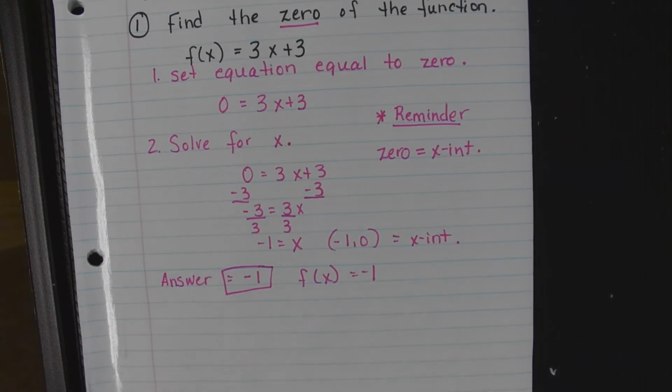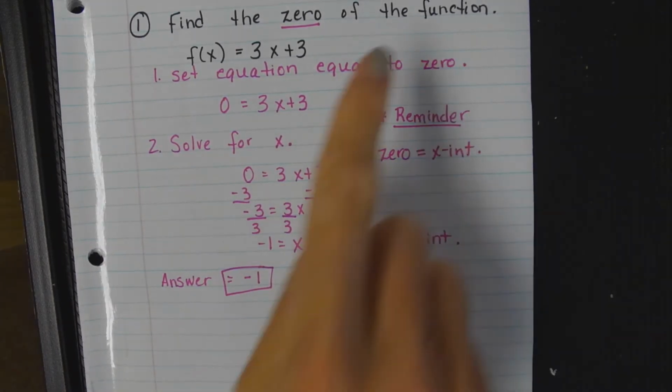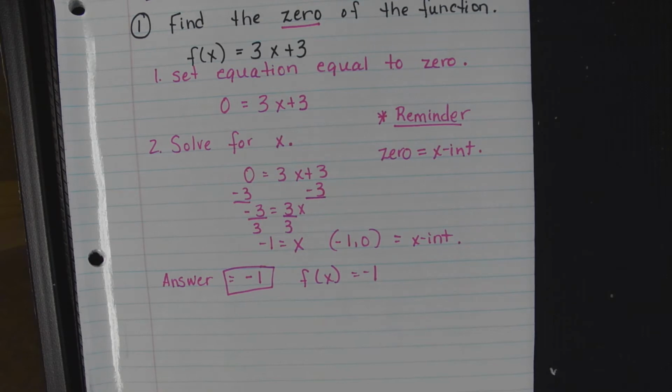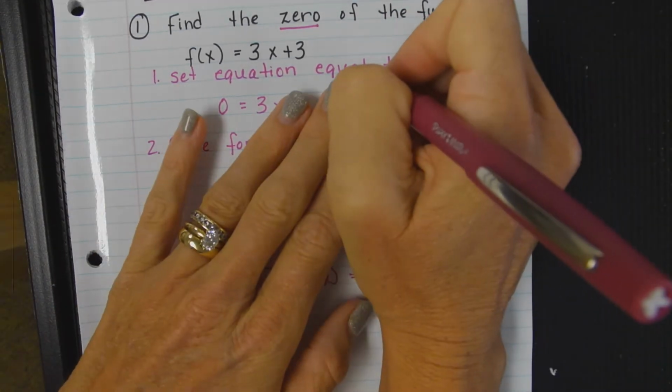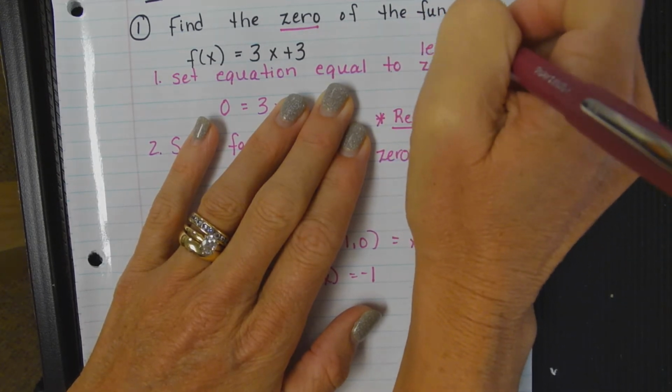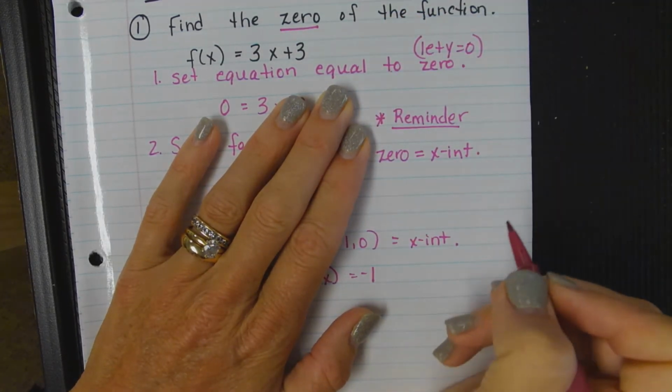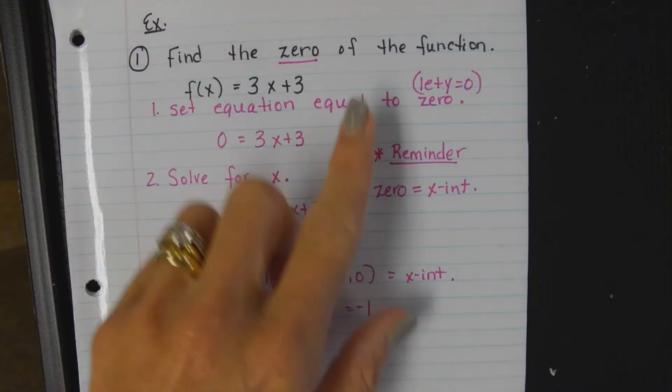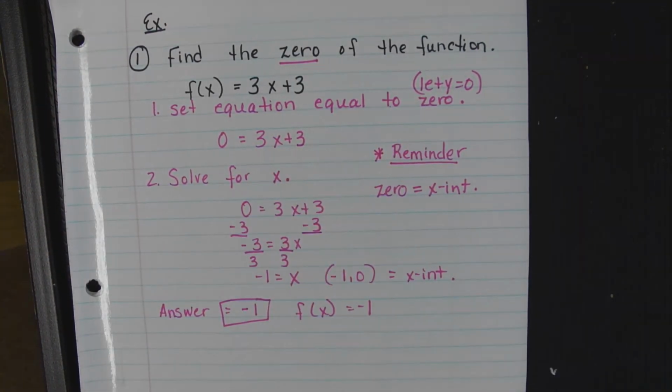Do you see how this is kind of review? Okay. So the first way you're going to be asked is find the zero of the function. The zero is also the x-intercept. Well, how do you find the x-intercept? You let y equal 0. I'm going to put this up here as a reminder. Okay. Right there. Right. One more example.